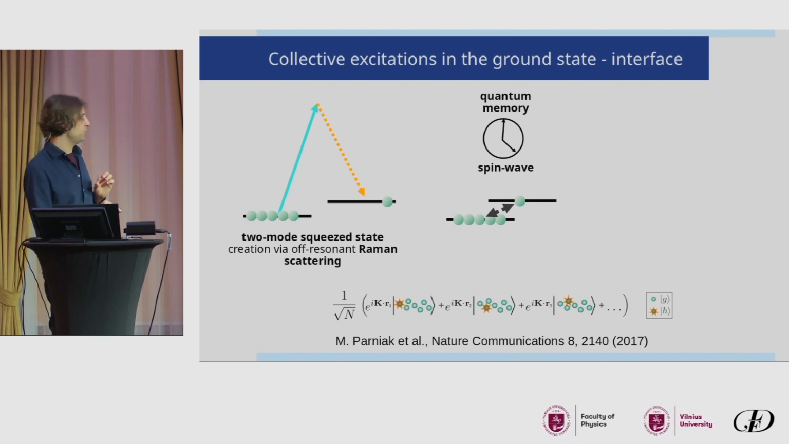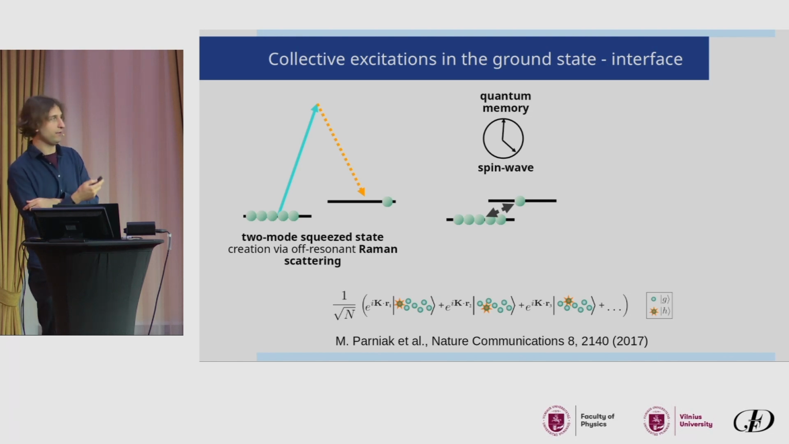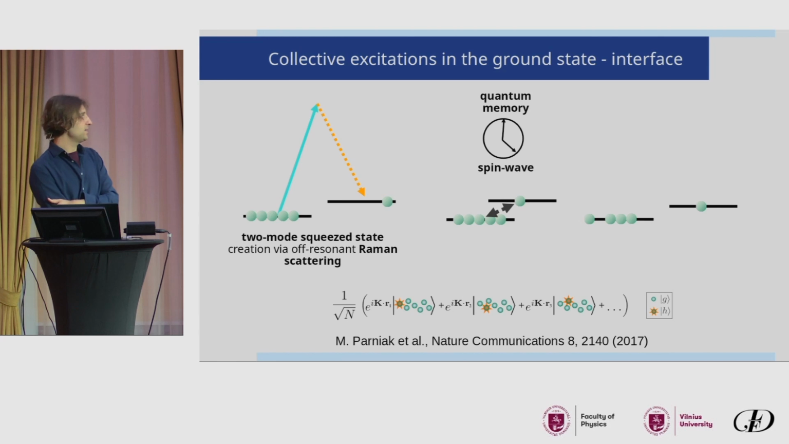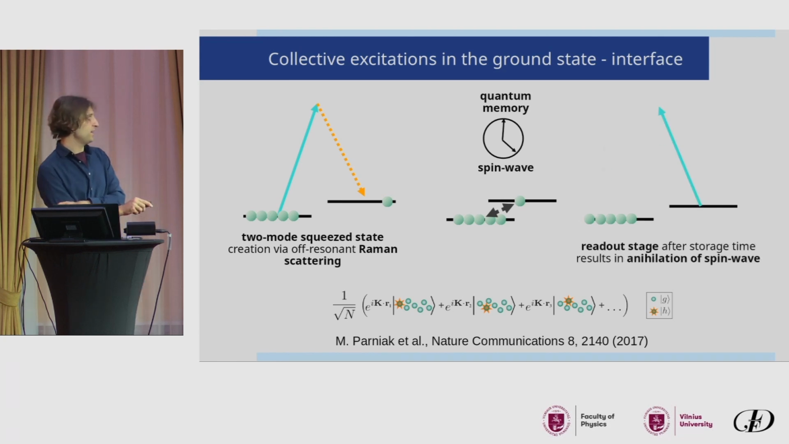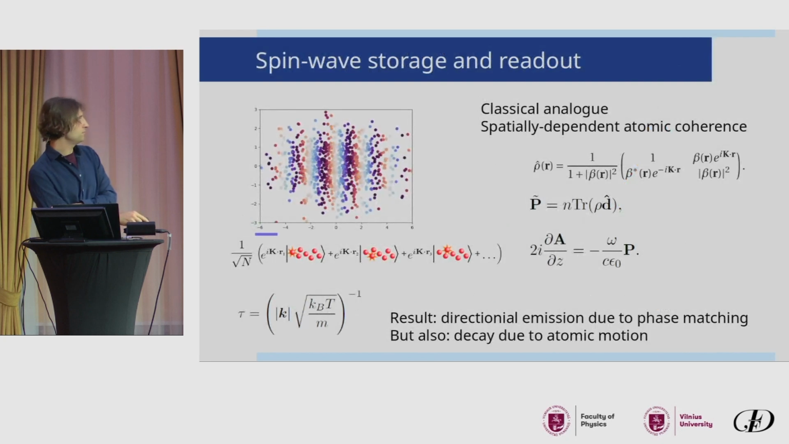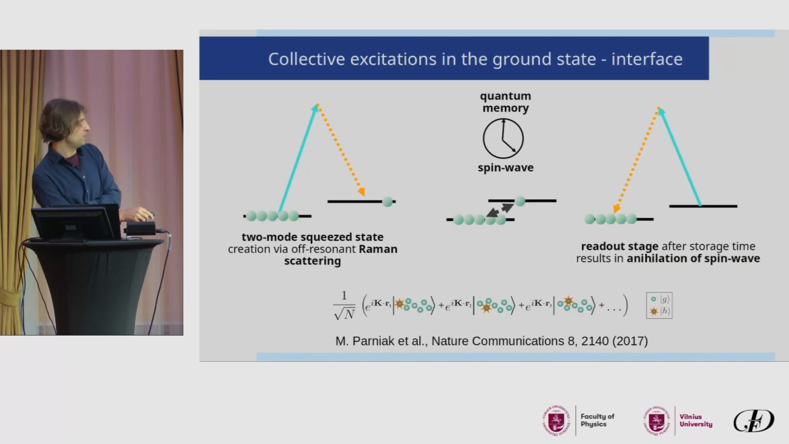However, we also care about the phases here, and the phases encode the positions of those excited atoms. That's simple, but there is also some k vector. And this k vector is in fact the difference between this optical beam and this optical beam. We call this the wave vector of the spin wave, and this will be important. We can later retrieve the excitation, and again, this k vector will be restored, and the photon number statistics should also be restored.